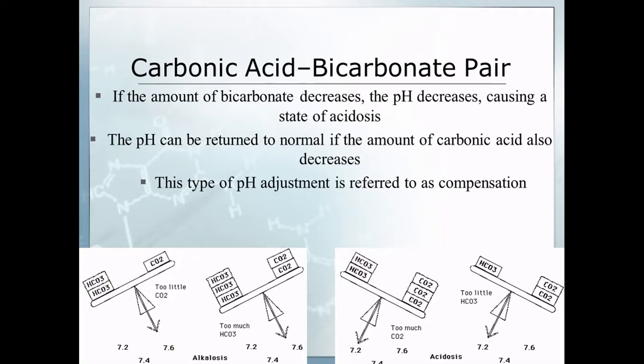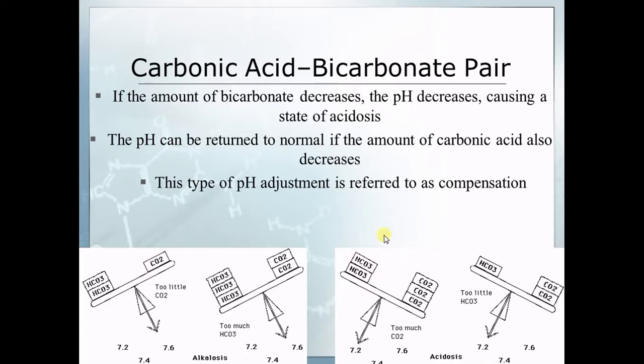Another thing that can cause exactly the same thing, alkalosis, is if I have too much of the base. I could keep the acid exactly the same, but if I add too much base on this side of the teeter-totter, it throws it off balance. So you have to look from two perspectives. And same thing with acidosis. I can add too much acid, or I can lose too much base, and it causes acidosis.